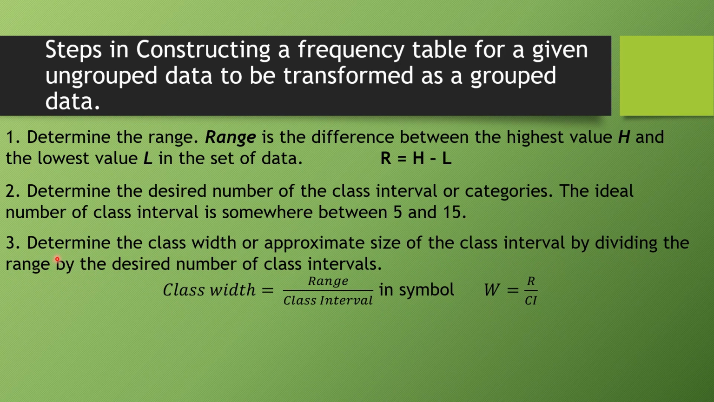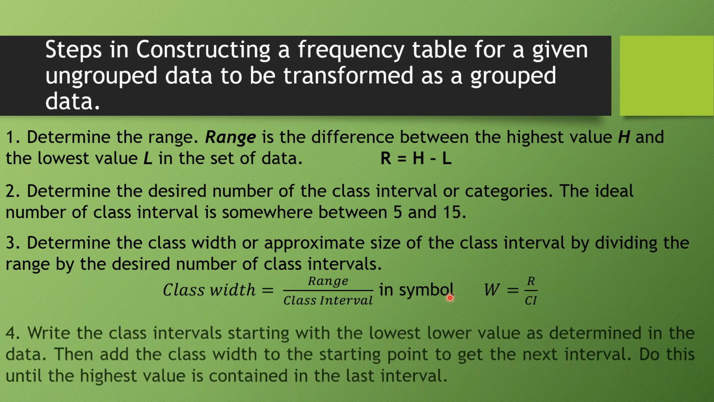Step 3. Determine the class width or approximate size of the class interval by dividing the range by the desired number of class intervals. So we have the formula class width is equal to range divided by class interval, or in symbols, W equals R over CI.